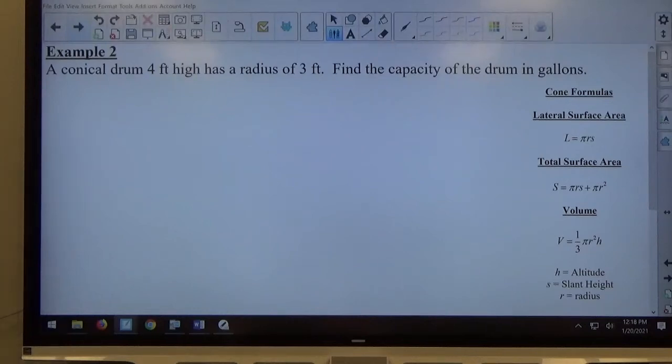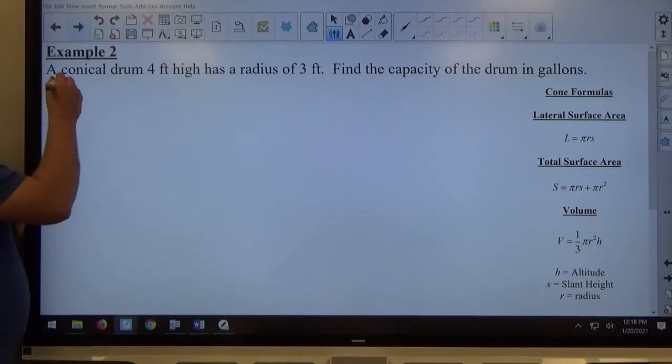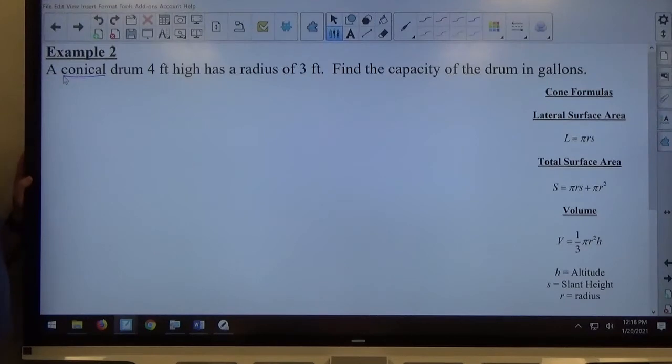Example 2, a conical drum. The word conical means in the shape of a cone. So a conical drum 4 feet high has a radius of 3 feet. Find the capacity of the drum in gallons. Let's just pretend it looks like an ice cream cone.